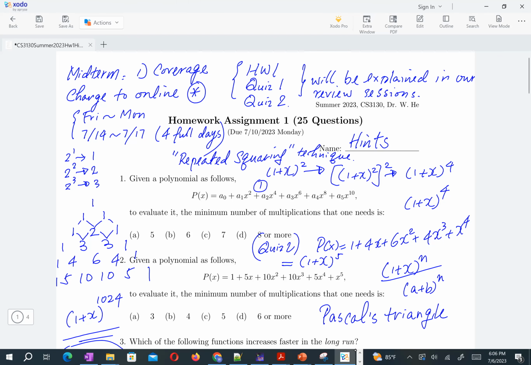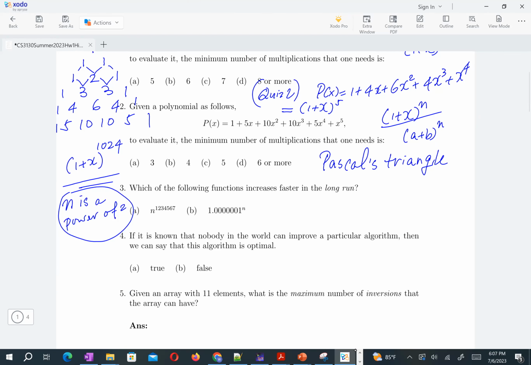And here, 1024, we know that's 2 to the 10th power, right? So when n equals 2 to the 10th, how many multiplications do we need? 10. Right?